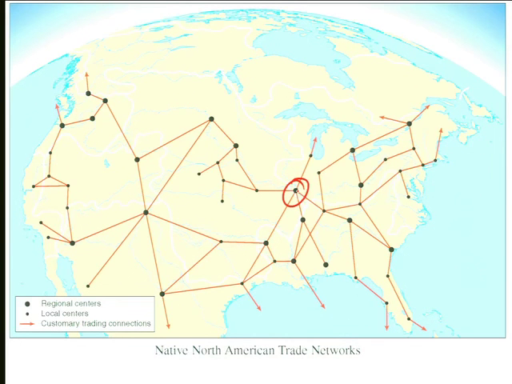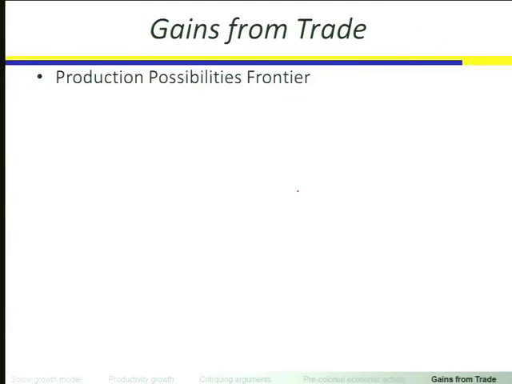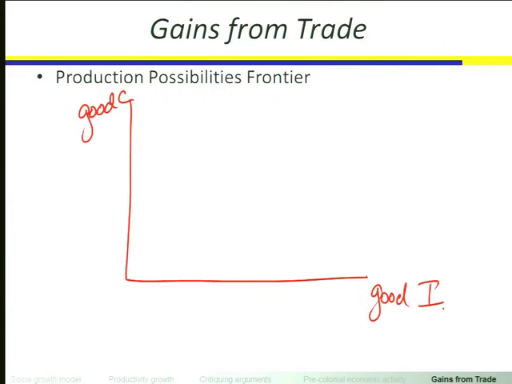There was trade that took place in those days and age amongst the various Native American tribes. Why? Because there are gains from trade. One way of understanding the pattern of trade is through the concept of the gains from trade. So yesterday when we had the production possibilities frontier, we said we could have two different goods, good C and good I. And we said that the production possibilities frontier is a downward sloping nonlinear curve, which shows us a set of combinations of output that can be produced with the available resources.